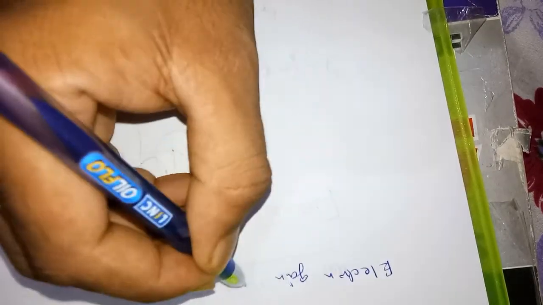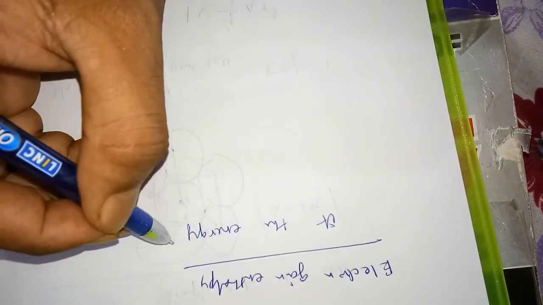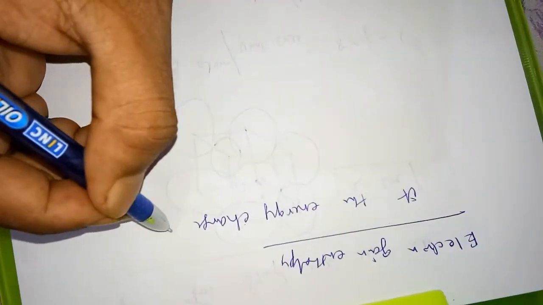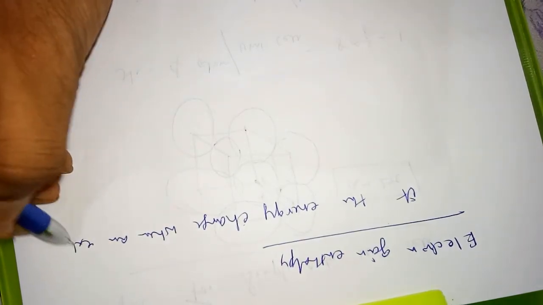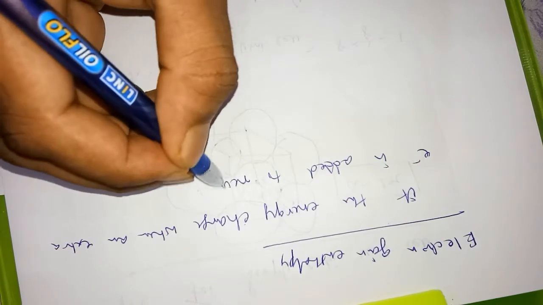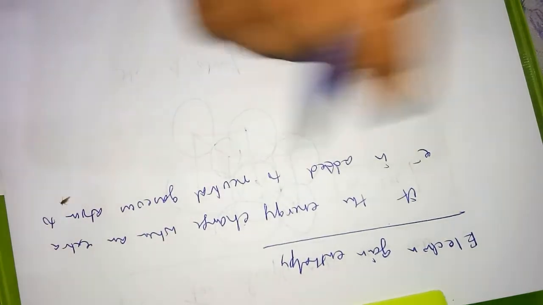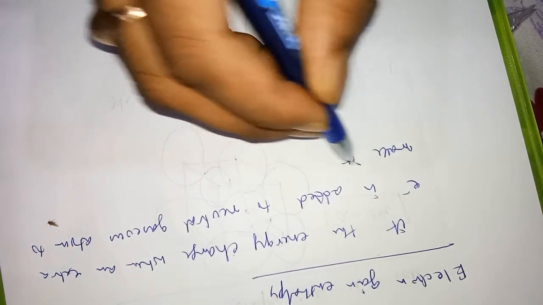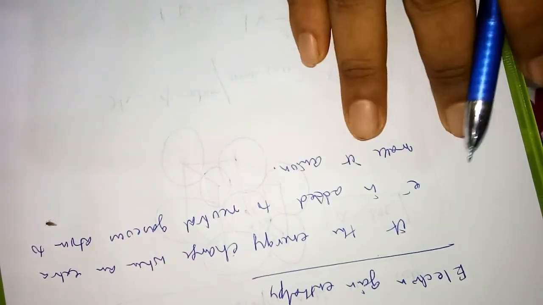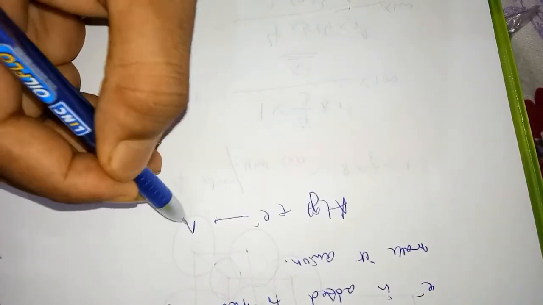Next is electron gain enthalpy. It is the energy change when an extra electron is added to a neutral gaseous atom to make it an anion. Now A is a gaseous atom. In that one we are adding an extra electron and we are getting A negative.